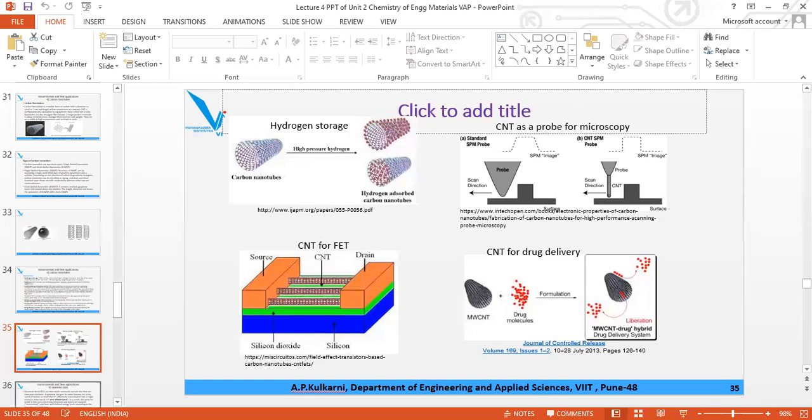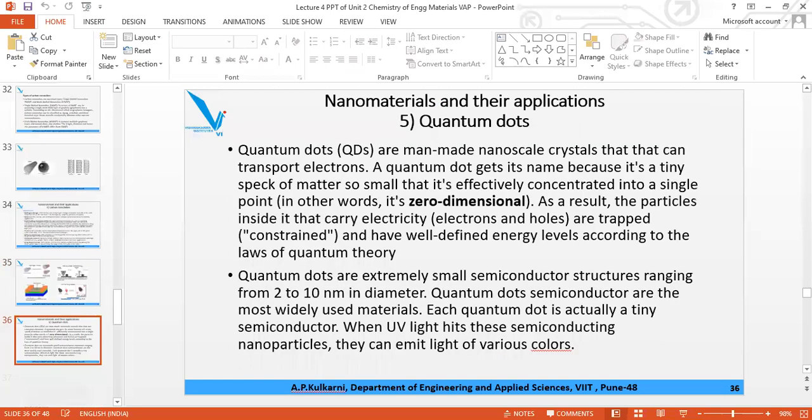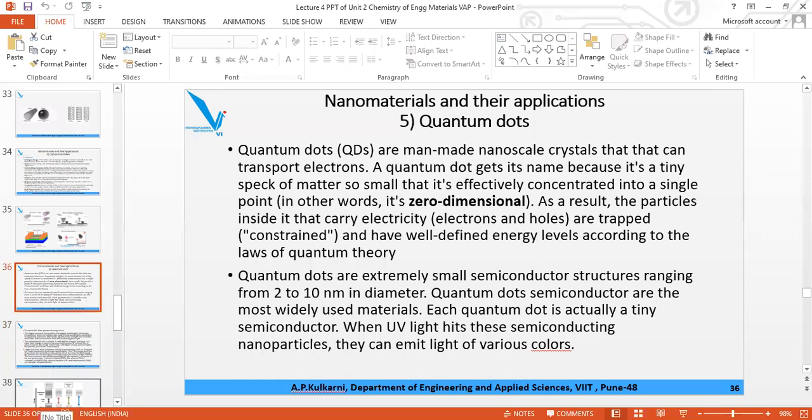Now, next is quantum dots. Quantum dots means you put a dot or full stop. So it is a nanomaterial of that dimension, a small dot, and it is used for the transport of electrons or holes. It is a carrier of electrons and holes, and therefore it is considered to be conducting.